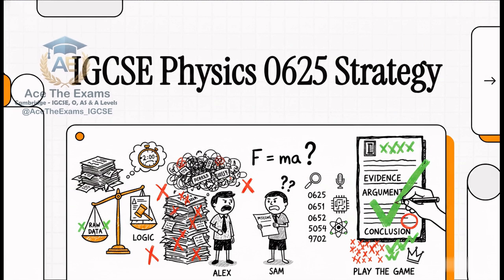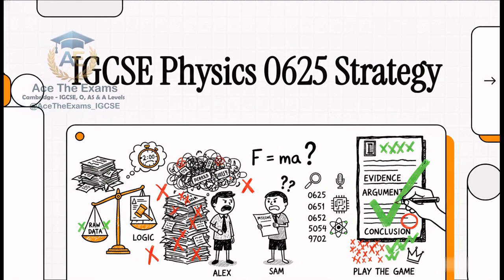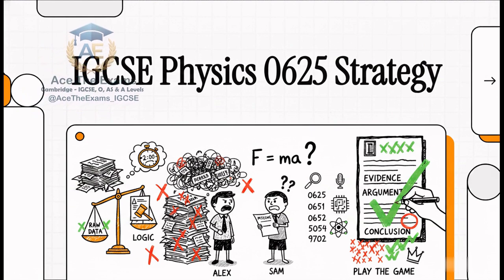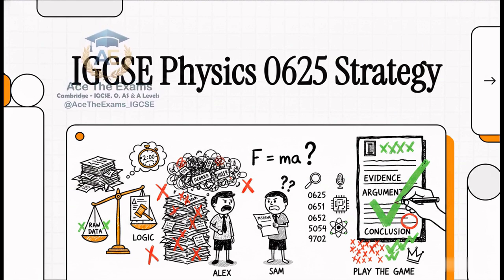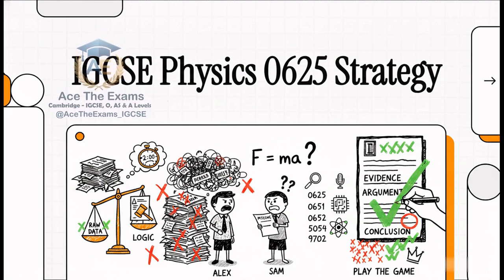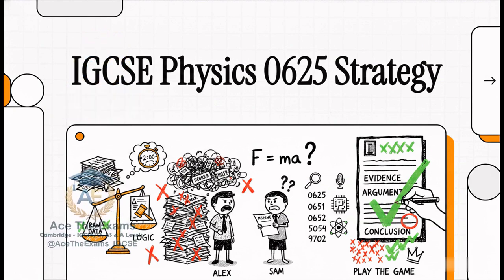Feel that tension? I want you to imagine two students facing this exact paper right now. Let's call them Alex and Sam. Alex is brilliant. I mean, a walking encyclopedia of physics facts. But Alex overloads every single answer with raw, unfiltered data and absolutely zero analysis. Then there's Sam. Sam panics the second that timer starts. Sam rushes, completely missing the specific requirements hidden in the examiner's command words.